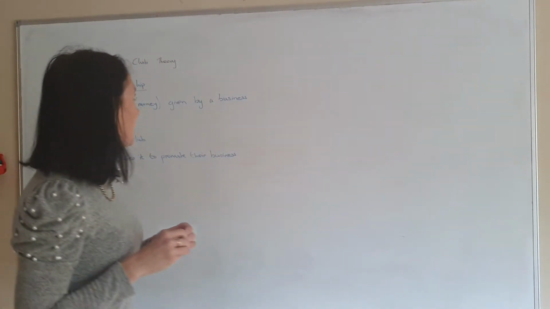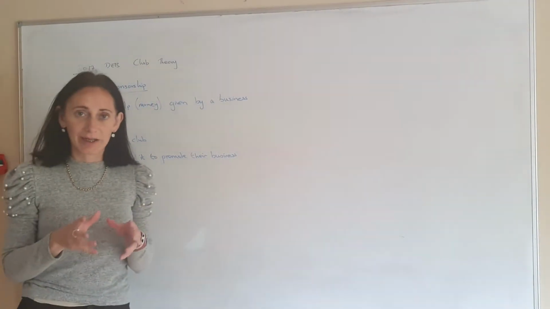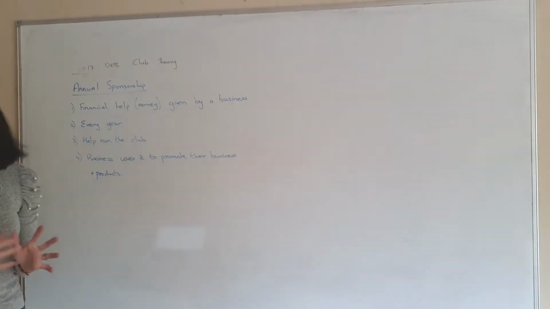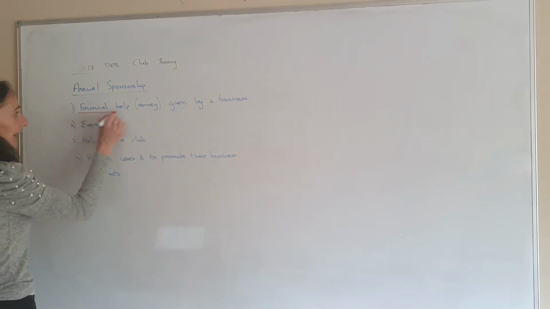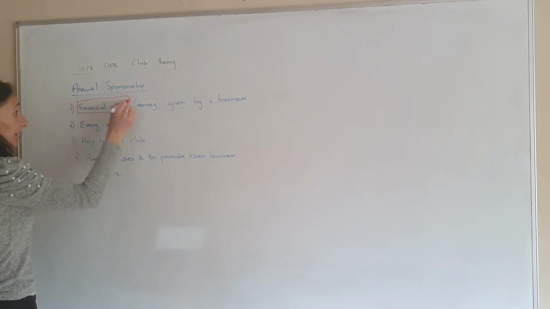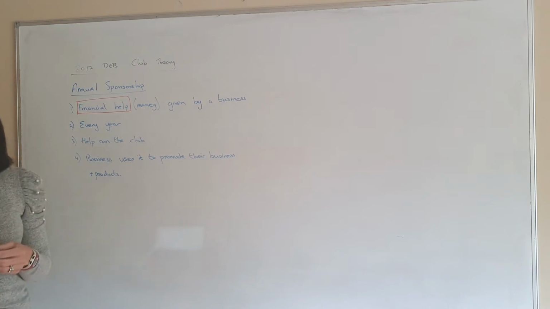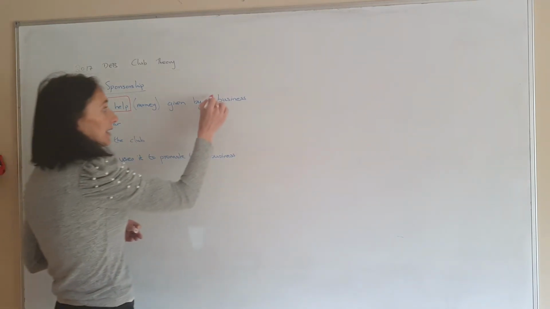Okay, 2017 DEB ordinary level club account theory. It asks you to explain sponsorship. Now, just make sure you get your keywords. You have to say it's financial help. Now, you might say it's money, that's okay. And you have to say it's who gives it to you. It's received by a business.